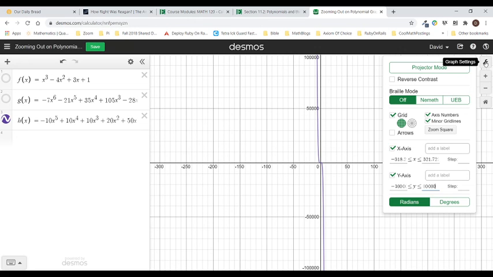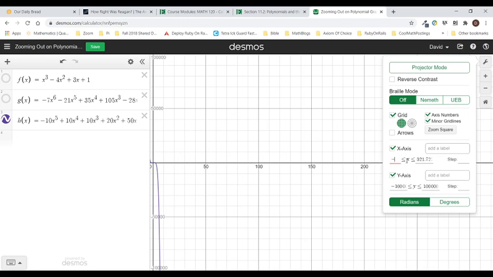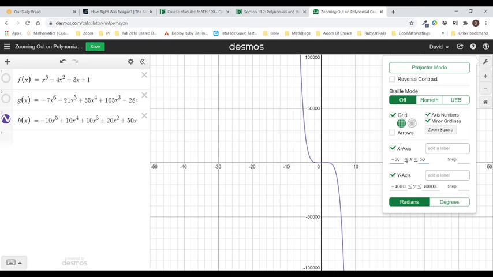I think it does. Let's see, if I have the x's, instead of going to negative 300, let's just have the x's go from like negative 50. Just trying to have a good zoom out window so I can draw a conclusion. Let's make that 50, like there. There we go.